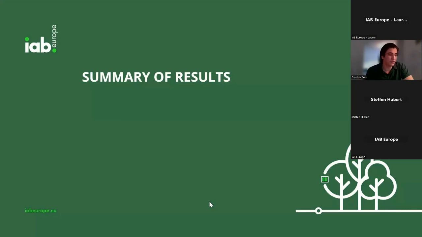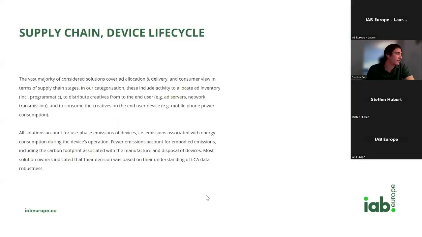Right, now onto a brief summary of the results, mindful of time here. First of all, when it comes to supply chain and device lifecycle, the vast majority of solutions covered allocation and delivery. This includes programmatic and also consumer view, which is related to consumer devices and energy consumption. All solutions account for use-based emissions, so this is the electricity that is consumed by devices in order to be able to power them, but fewer solutions accounted for embodied emissions, including the carbon footprint associated with the manufacture, as well as the end of life of devices.